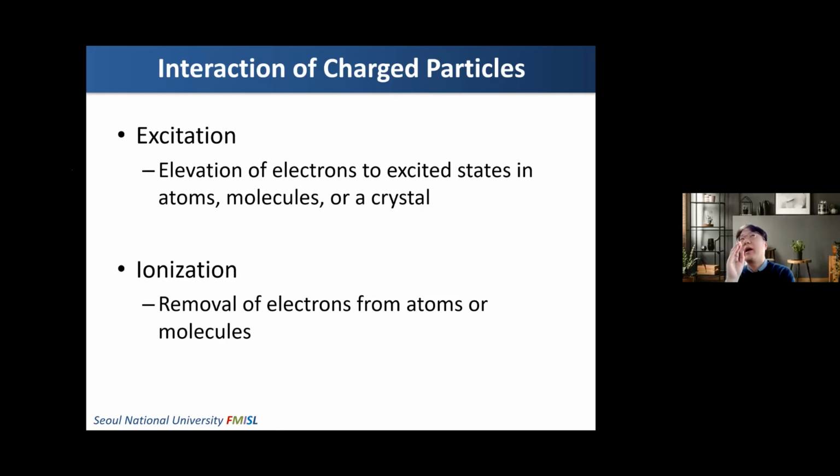Because, as I told you, a charged particle has an electric charge, there is a Coulomb force between the charged particles and orbital electrons. Such a Coulomb force is used to excite the electrons or induce the ionization of the orbital electrons of atoms and molecules.